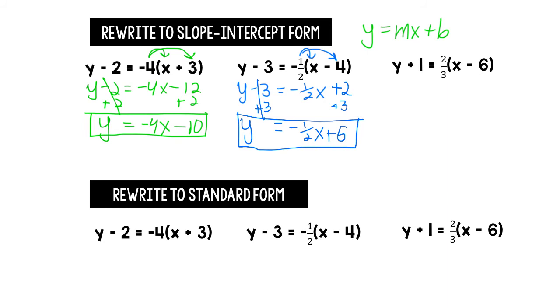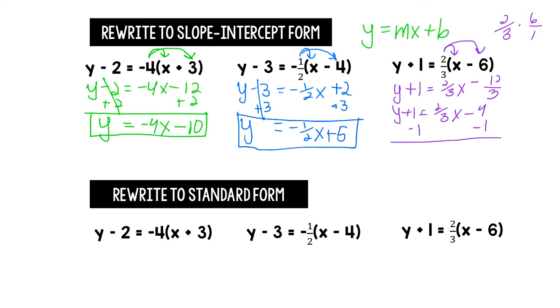Here we go again. Let's distribute 2/3. I've got y plus 1 equals 2/3 x. And when we multiply fractions, we multiply across the top and across the bottom. So 2 times 6 is 12, 3 times 1 is 3. Well, I need to reduce that now. Got y plus 1 equals 2/3 x minus 4. I can subtract 1 from each side. I've got y equals 2/3 x minus 5.